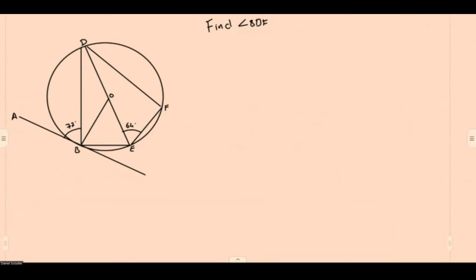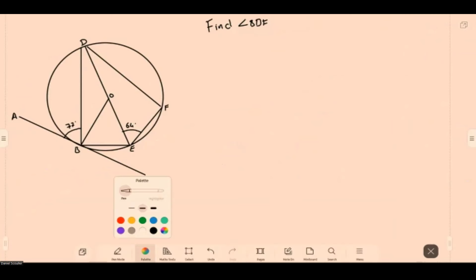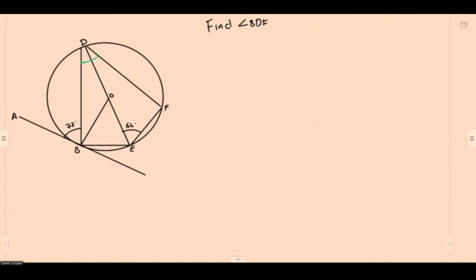So 2015 paper one again, non-calculator. Question 3. We're trying to find angle BDF. We're finding this angle up here. All those lines should meet at point D.